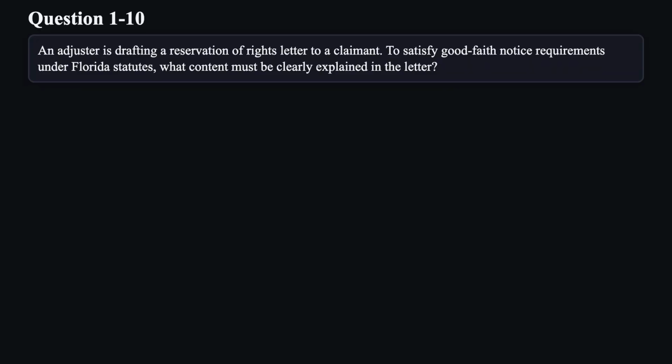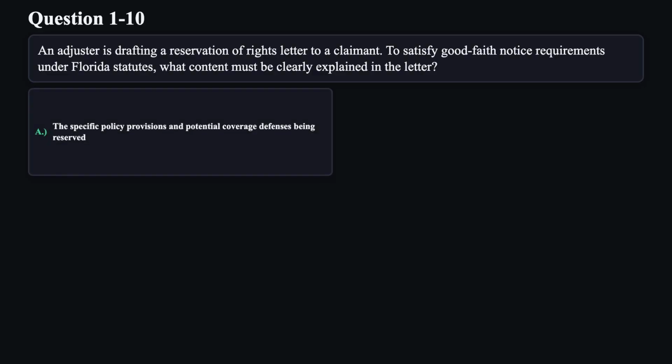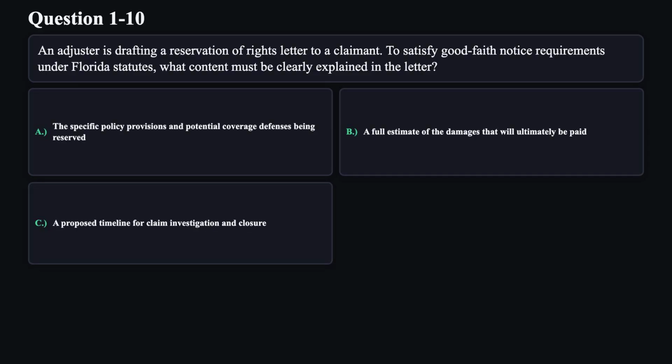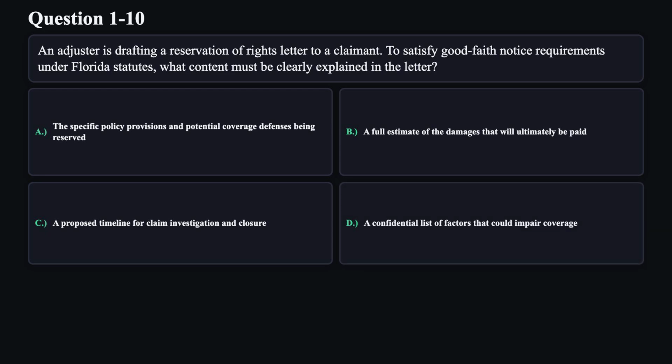Question 10. An adjuster is drafting a reservation of rights letter to a claimant. To satisfy good faith notice requirements under Florida statutes, what content must be clearly explained in the letter? A. The specific policy provisions and potential coverage defenses being reserved. B. A full estimate of the damages that will ultimately be paid. C. A proposed timeline for claim investigation and closure. D. A confidential list of factors that could impair coverage.